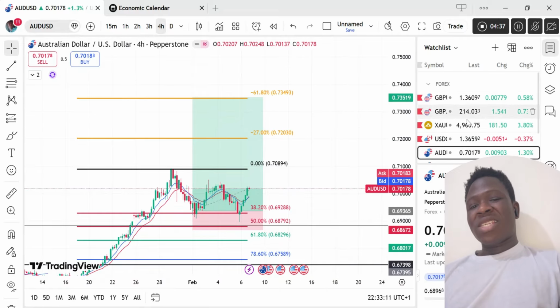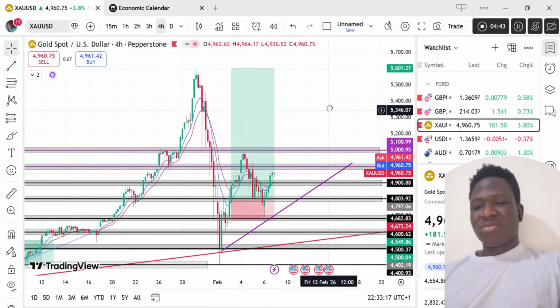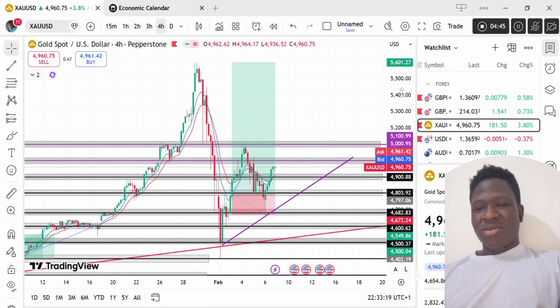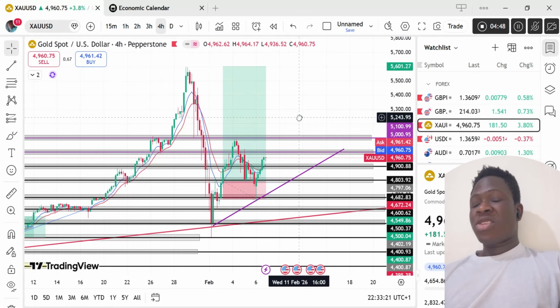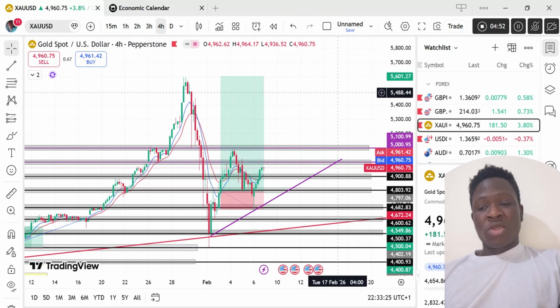For this week, I can't really say I have any trade to call out yet because the market closed in a kind of bad way. On gold, there will be some trades to take, but currently I don't see any way to enter a trade. So we just have to wait and see what happens.